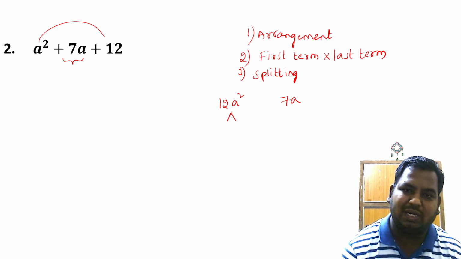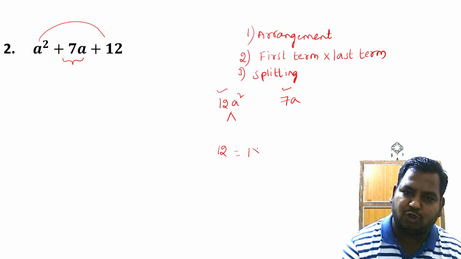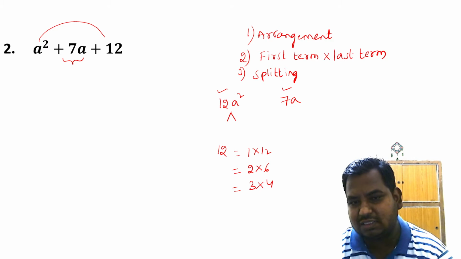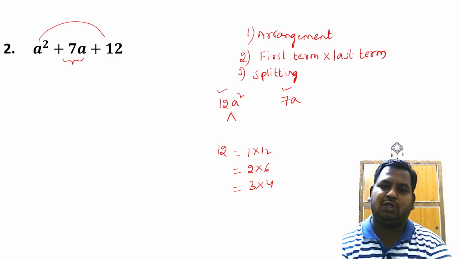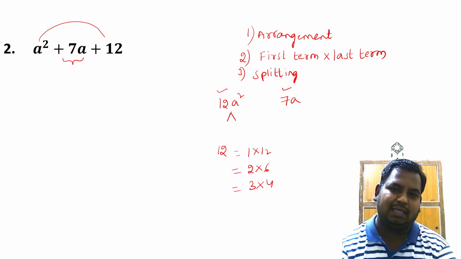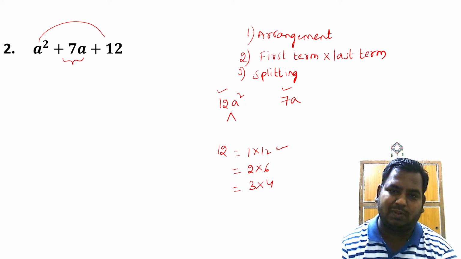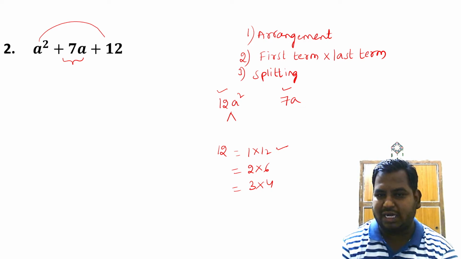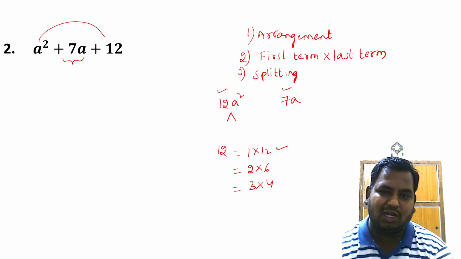For a moment we'll consider this 12 and 7. I can write 12 as 1 into 12. I can write 12 as 2 into 6. I can write 12 as 3 into 4. These are the different possible ways in which we can express 12. Now we'll consider the first pair. In the first pair we have 1 and 12. Are we getting 7 either by adding 1 and 12 or by subtracting 1 and 12?